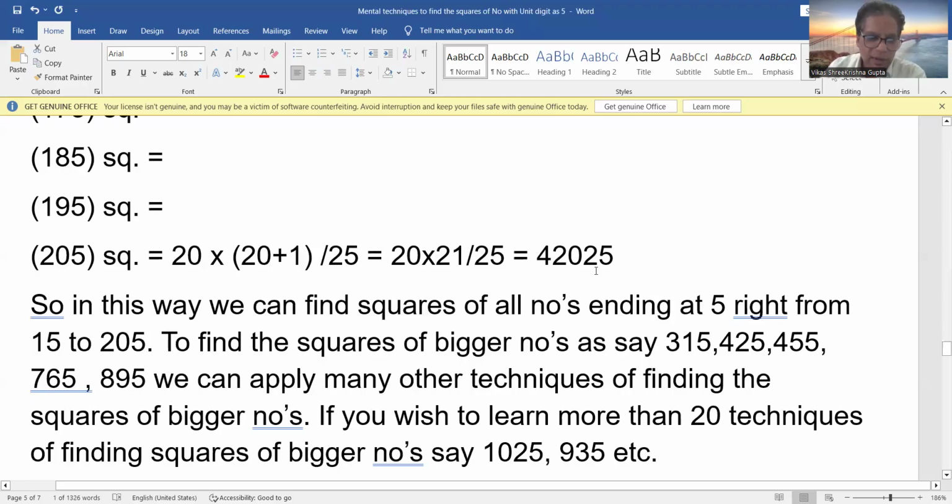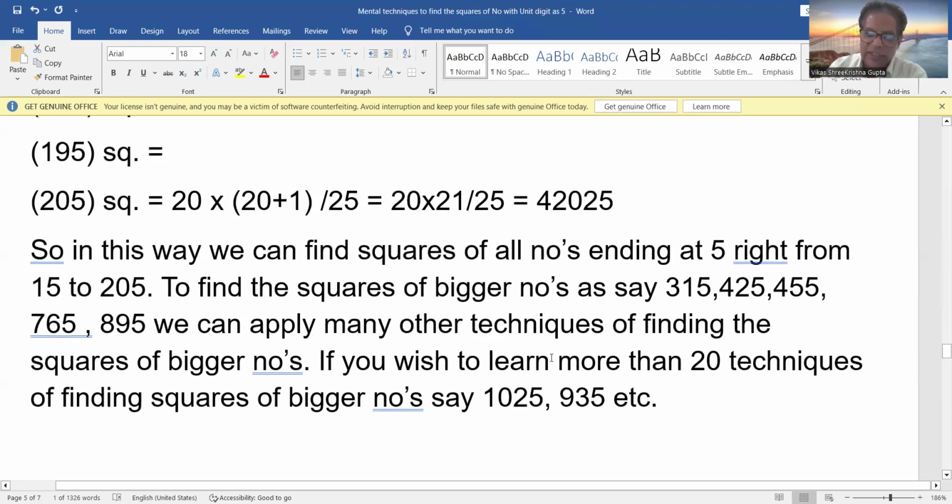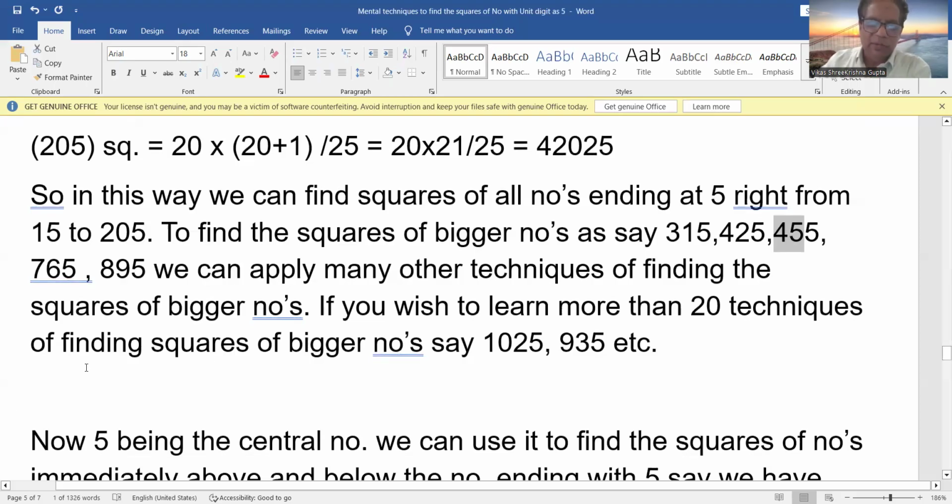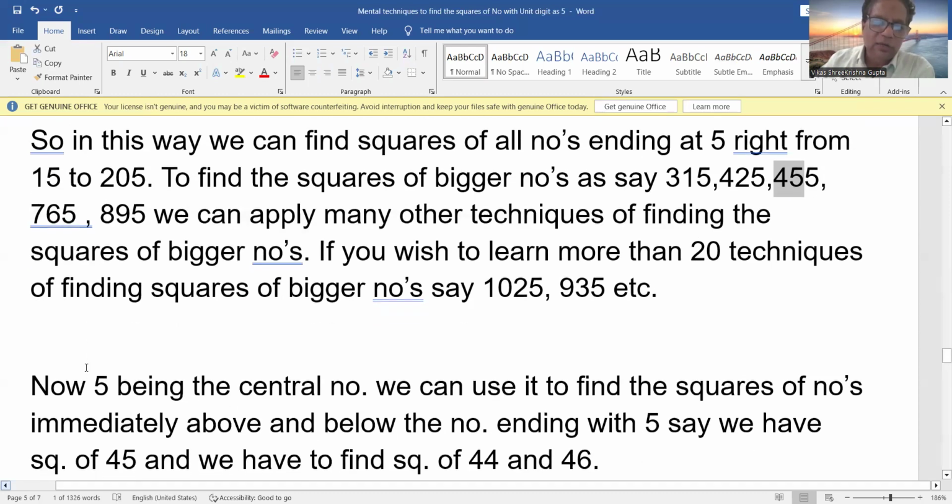Now, if you want to find the squares of bigger numbers like 315, 425, 445, 465, 795, 765, then we can apply other techniques other than this. Because if you apply this technique, then you should know the multiplication of bigger numbers, 45 into 46, 89 into 90, 76 into 77. And for that, you have to learn other techniques of multiplication. But there are other techniques of finding the squares of bigger numbers which end in 5. There are more than 20 techniques of finding the squares. So you can apply all these techniques to find the square of numbers like 1025, 935, etc.